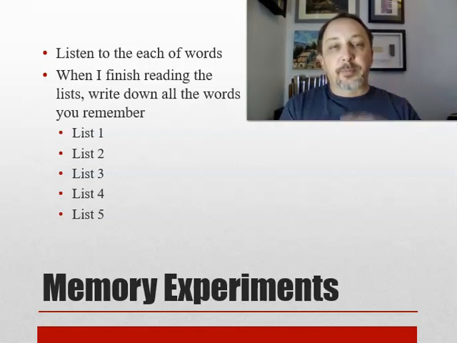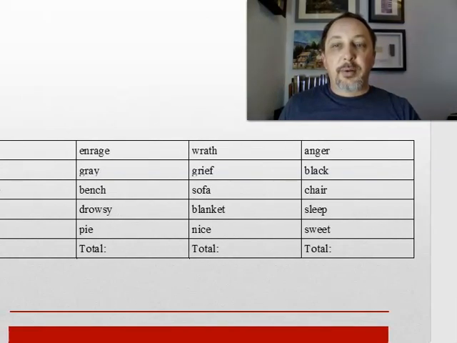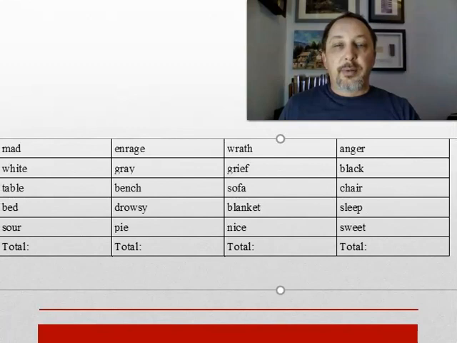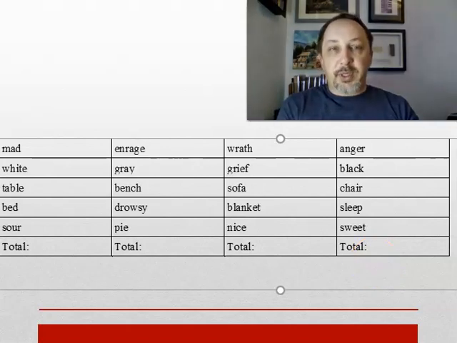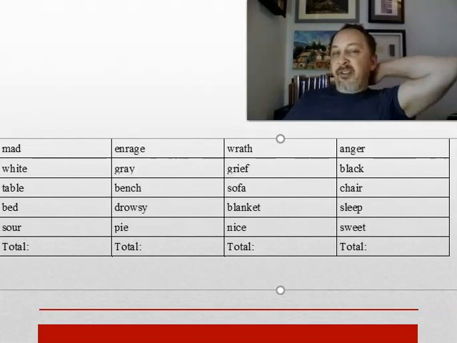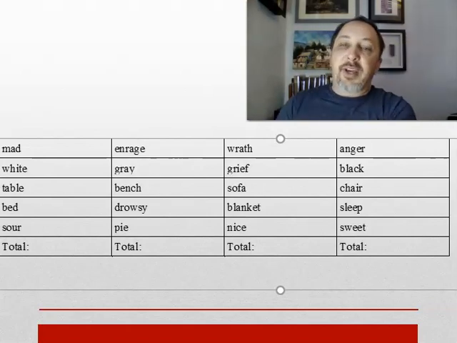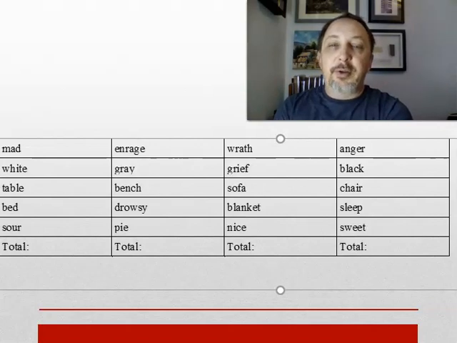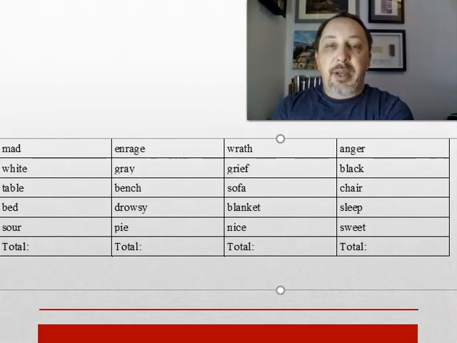So I have, let's see, we've got four columns. And what I want to see is how you did on each of these. So we start with the first column. How many of these did you get? Look at all your lists. And did you get mad, white, table, bed, sour? How many of those did you have? Write down the number. For the second list: enrage, gray, bench, drowsy, pie, or I should say the second segment.